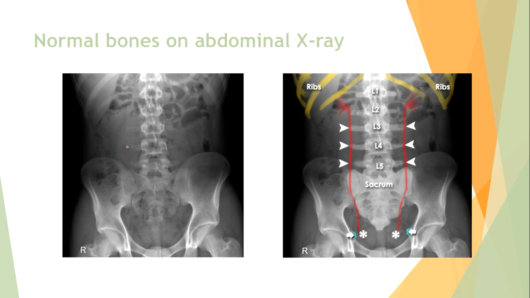Femur, iliac bone, sacrum with coccyx, pubic bone. Here we see ureters, and we see all the parts of the lumbar backbone.